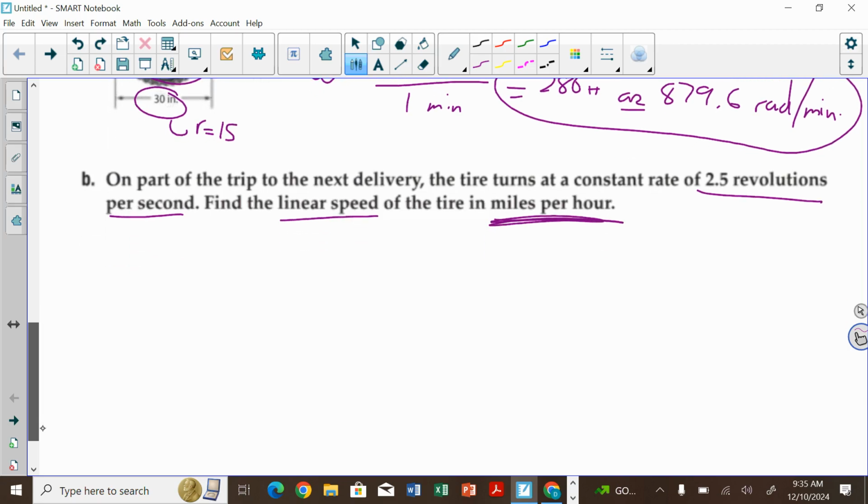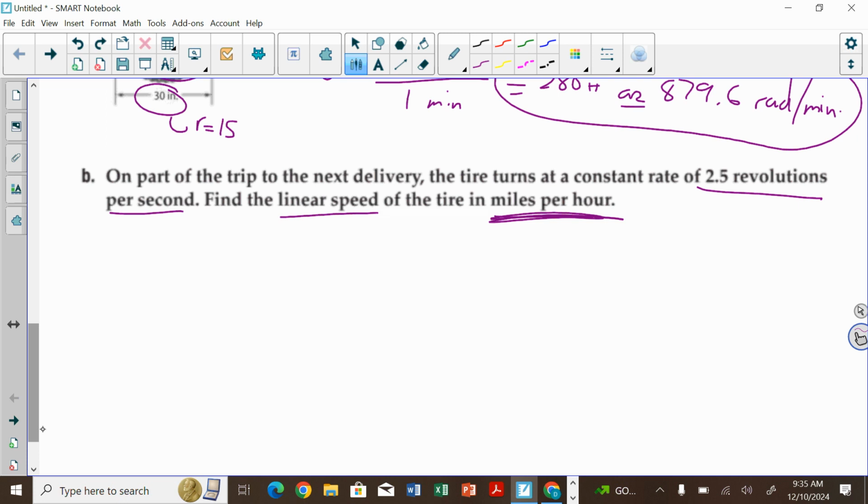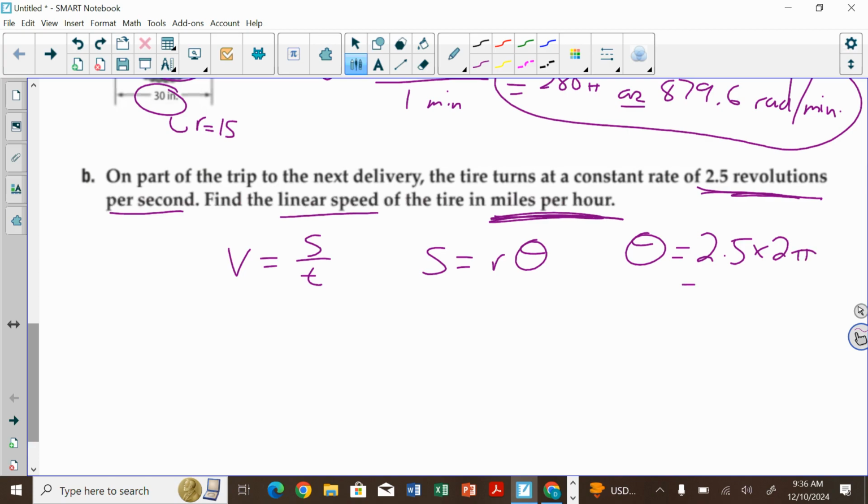So let's first look at that. We want linear speed. So linear speed is V equals S over T. I need to find my S. If I recall from the previous lesson, S equals R times theta, the radius times theta. So here's where I'm going to need that 15. Now I'm also going to need my new theta. My new theta is 2.5 revolutions per second. But remember, every rotation around is 2 pi. So that's actually going to be 5 pi radians per second.